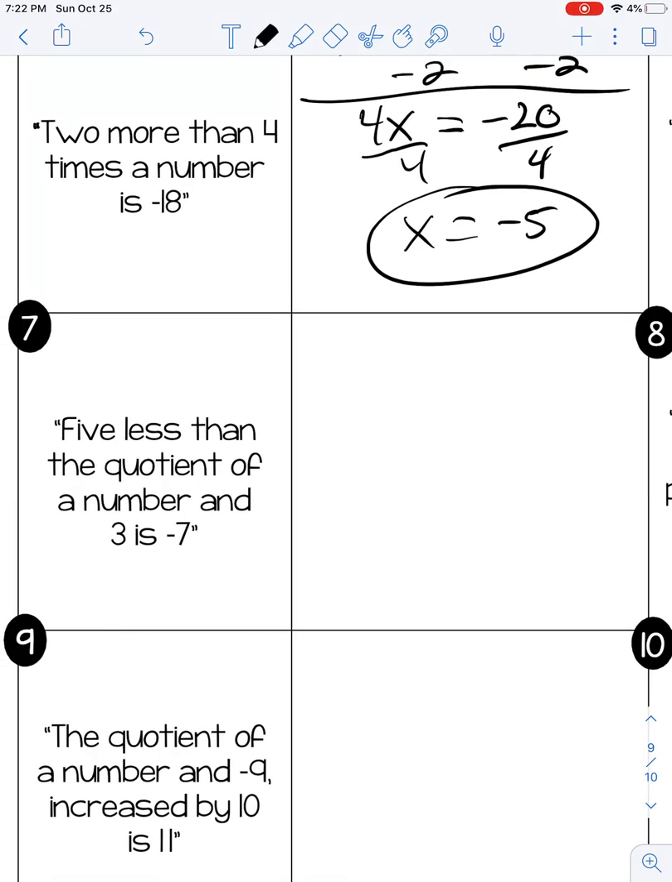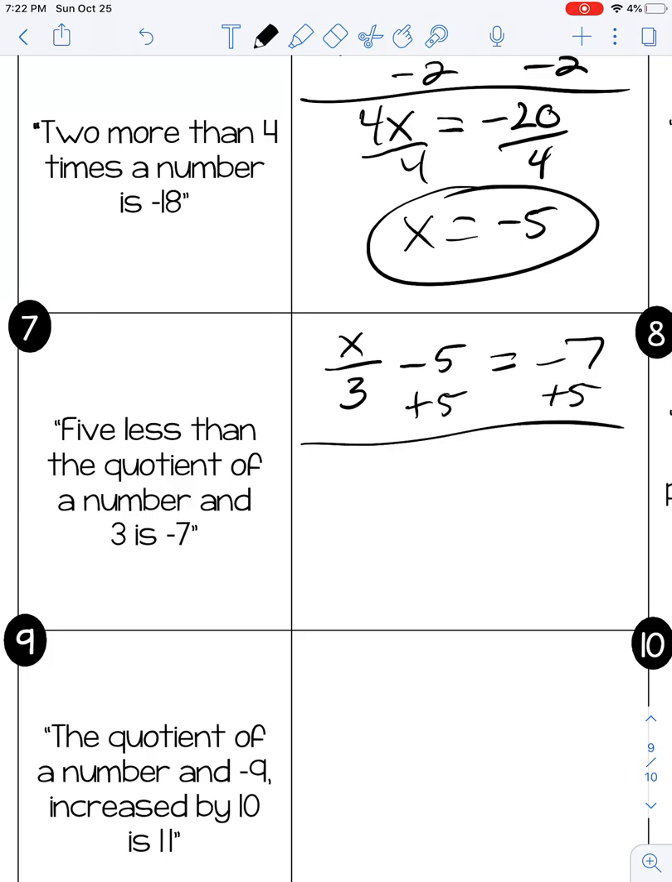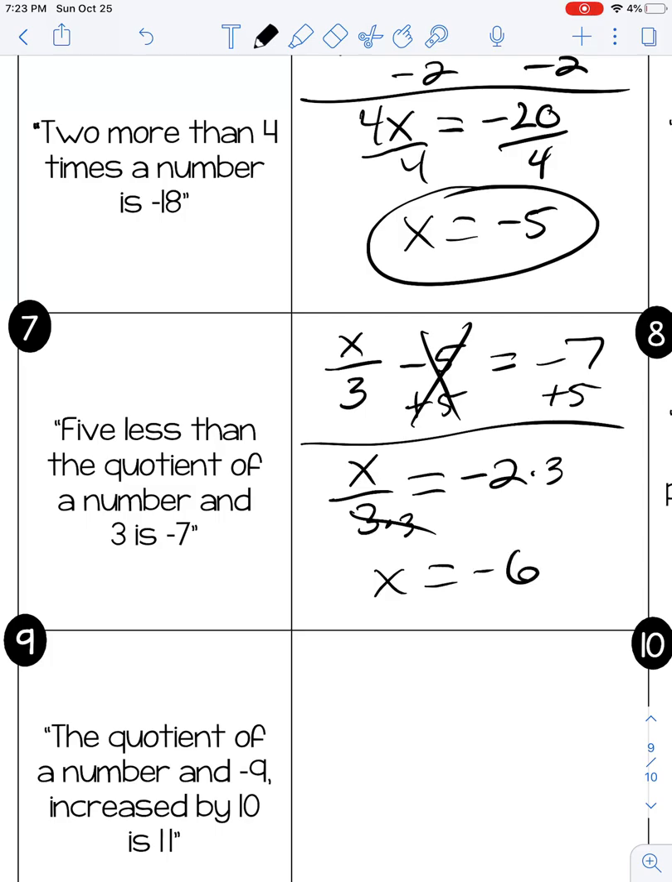Number 7. 5 less than the quotient. Well, there's that word, quotient. That means division. The quotient of a number and 3. 5 less than, so we know it's minus 5. And we know is equals negative 7. So there's our equation. And then solving it is easy. It's just a 2-step problem. So x over 3 equals, that's going to be negative 2. And then how do you get rid of the bottom of a fraction? You multiply, so x equals negative 6.